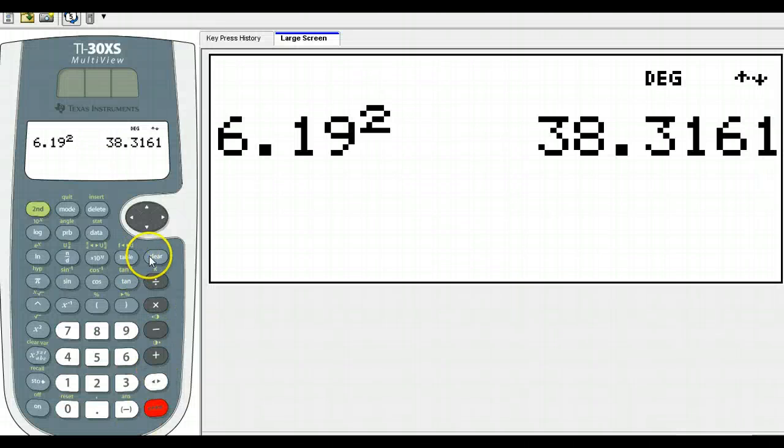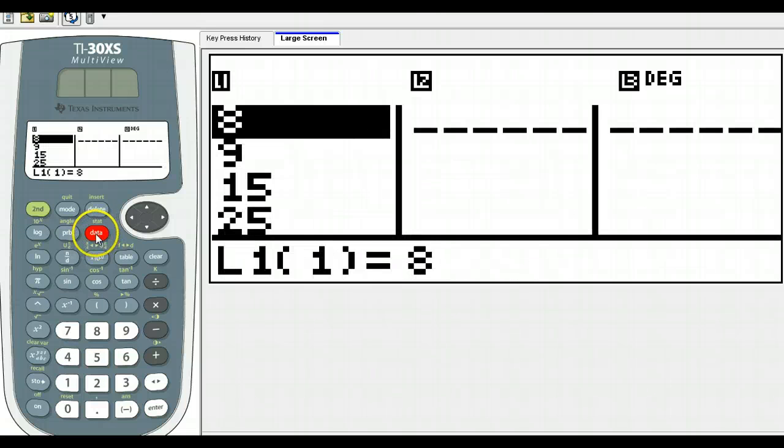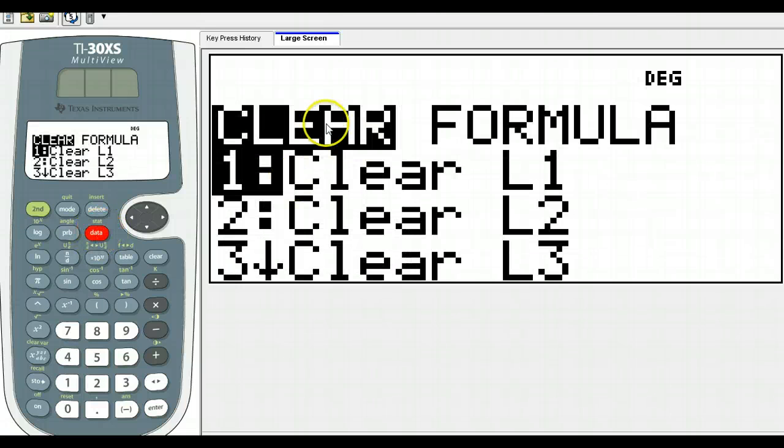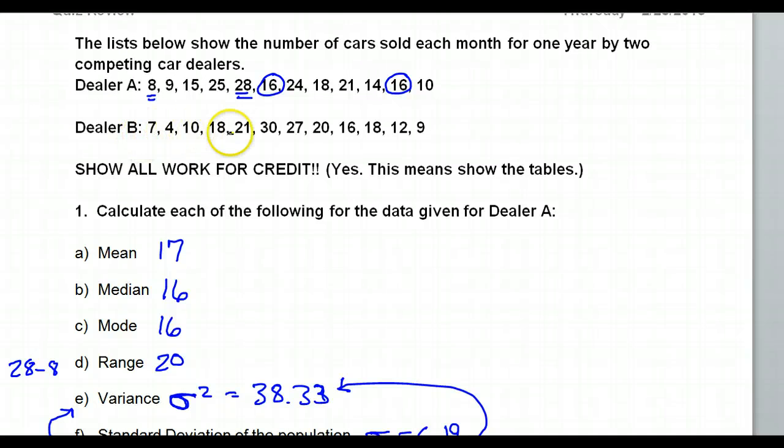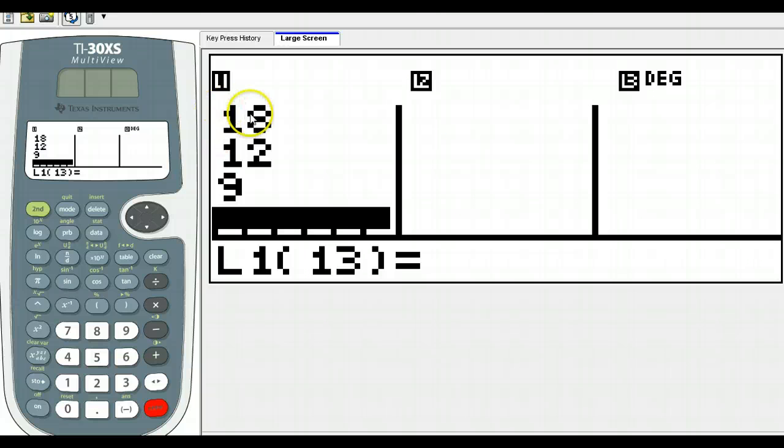So go ahead and I like to just reset my calculator real quick, or look, might as well mention this. If you hit the data button, see how it says clear? L1, if I hit enter right now, it just clears the list. So that's how you do that. So I'm just going to type in dealer B off camera. Here are the values for dealer B that I will be typing in at this time. There, I've just typed in all the dealer B values into list 1.